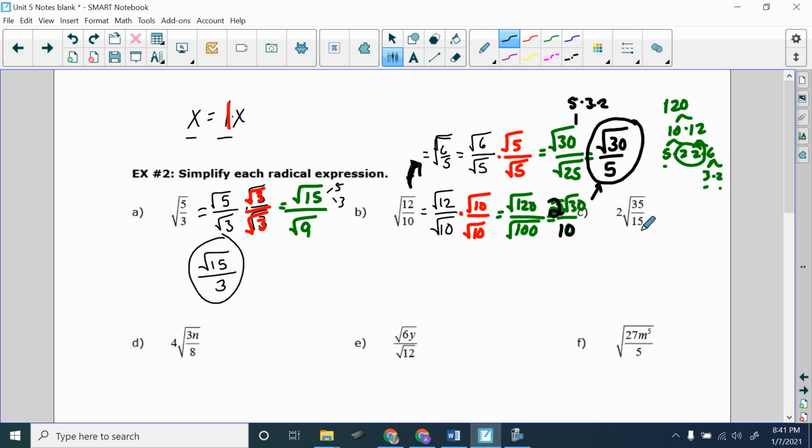So let's try that out over here. I have 35 divided by 15. 35 divided by 15 does simplify. A 5 goes into the top, and a 5 goes into the bottom.